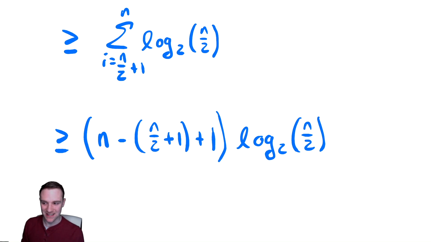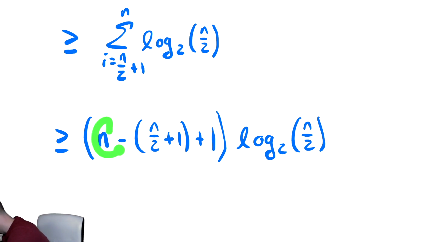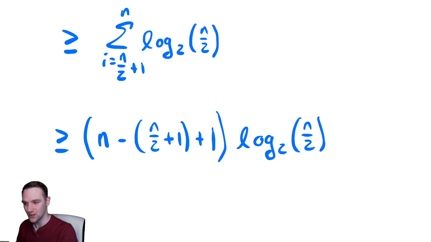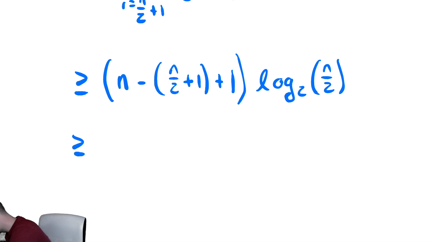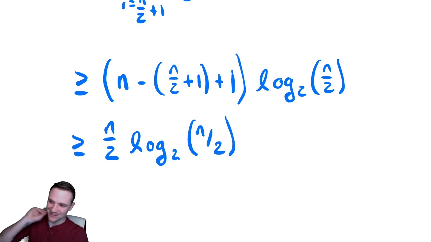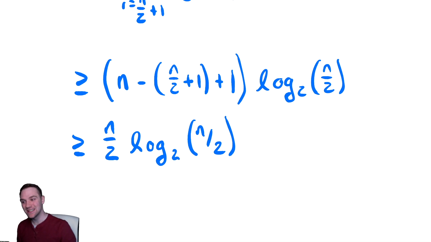And this actually simplifies in a nice way. We have n minus n over 2 is n over 2. We have minus 1 plus 1, which cancels in a way that makes me very happy. So we have that this is greater than or equal to n divided by 2 times log base 2 of n divided by 2. We're not done, unfortunately, because the inside of that log is not exactly log base 2 of n.